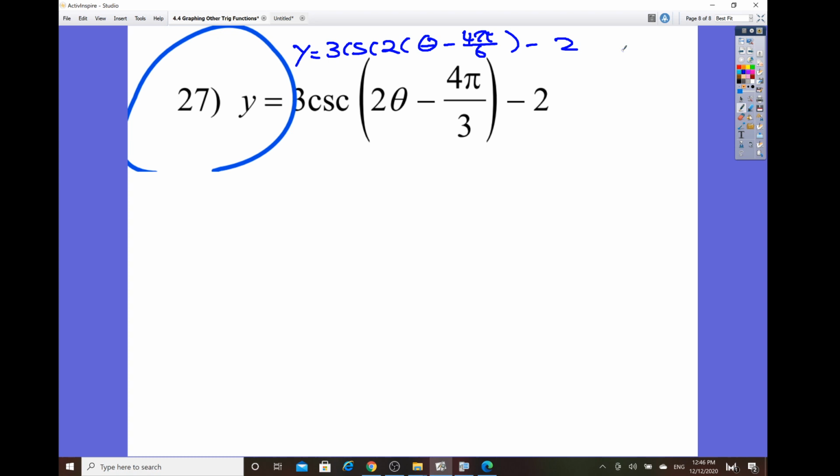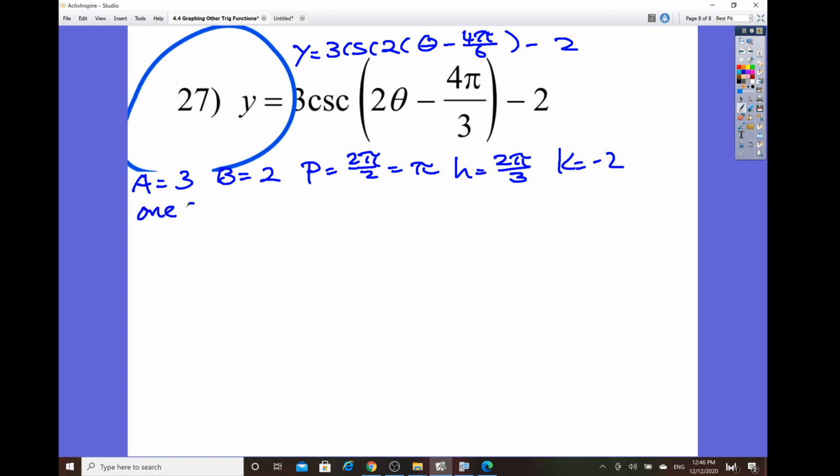And then minus 2. So the value of A, that's 3. The value of B, that's 2. Period, 2 pi over 2, which is pi. And then H, it's 4 pi over 6, 2 pi over 3 after you reduce it. And then K, which is -2. And then do the one cycle test.